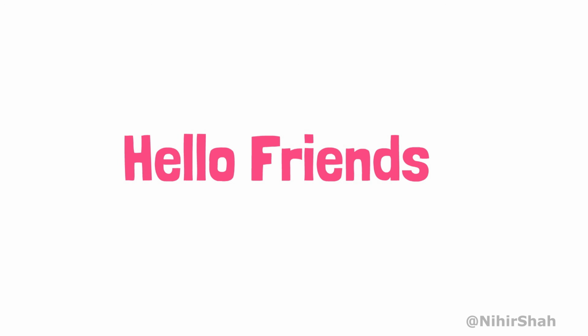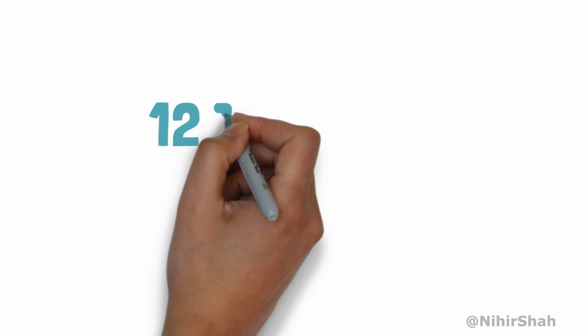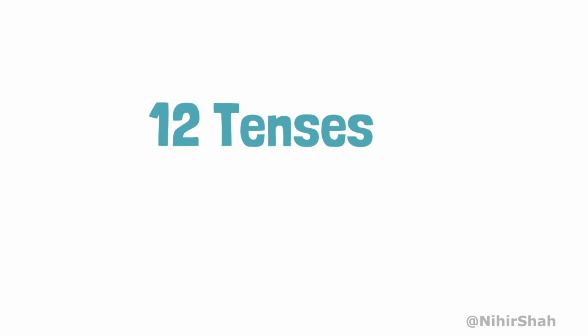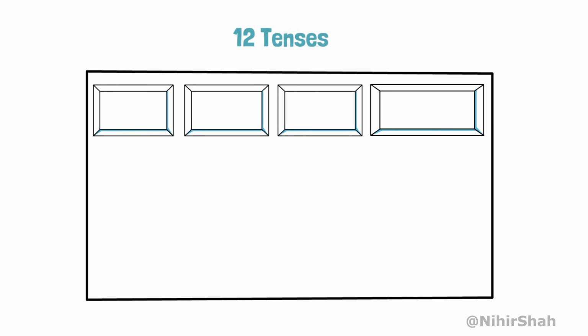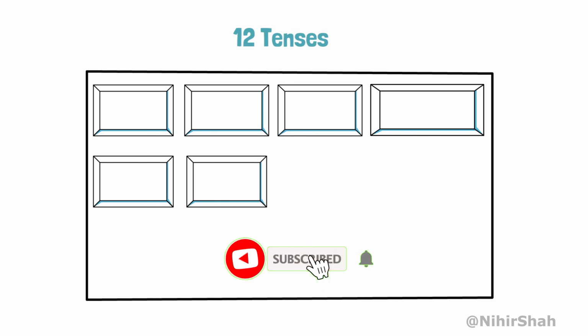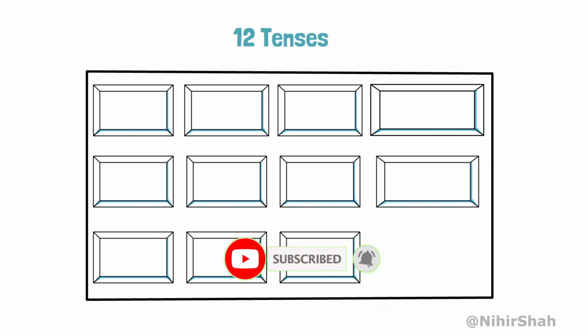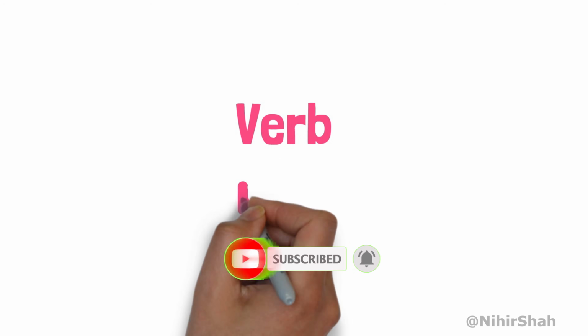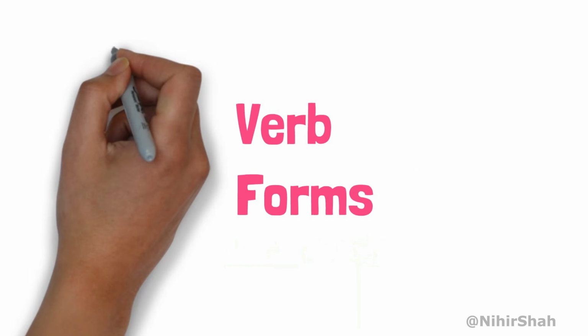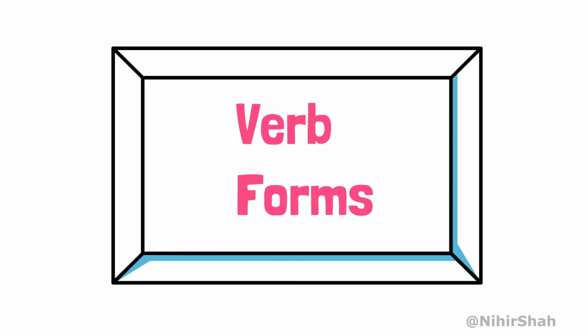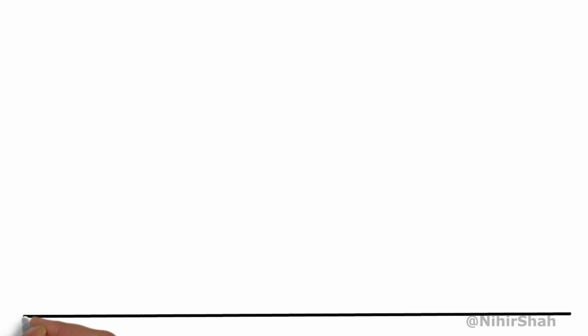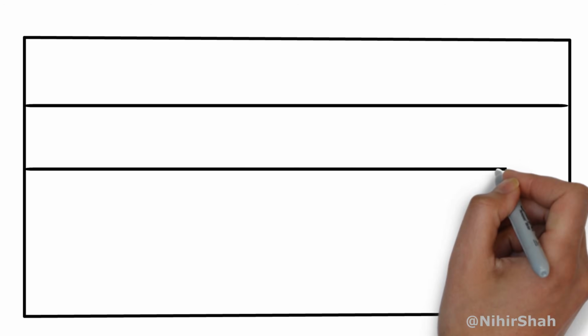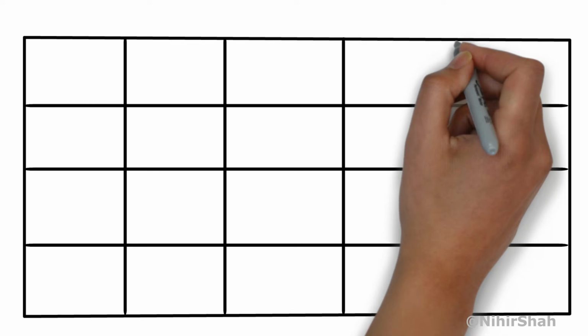Hello friends, today we are diving into the fascinating world of English tenses, exploring 12 different tenses along with their sentence structures, usages and examples. So let's get started. First, let's lay the groundwork by understanding the various verb forms we will encounter throughout our journey into tenses. In English, verbs take on different forms depending on the tense being used. Here are the main verb forms we will encounter.